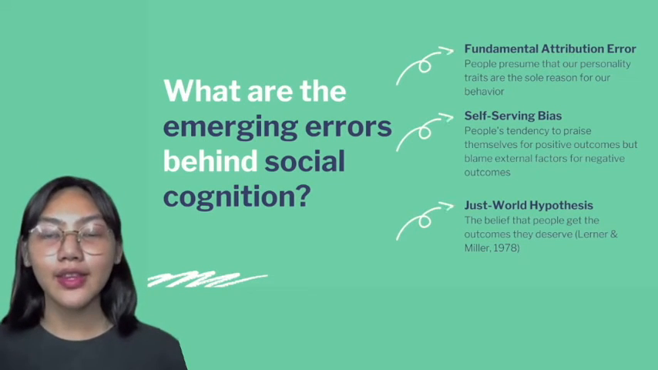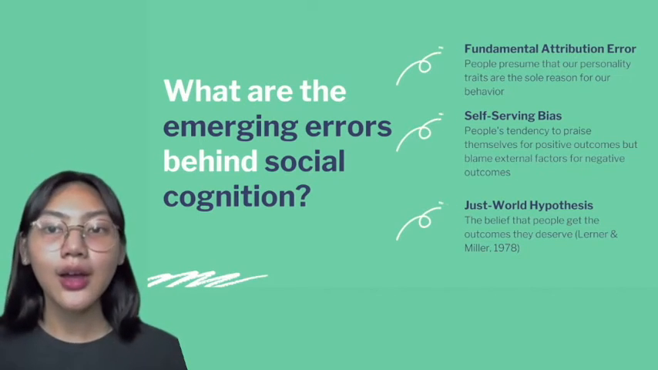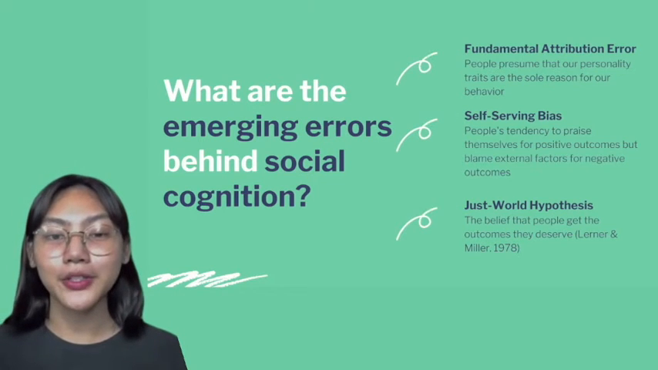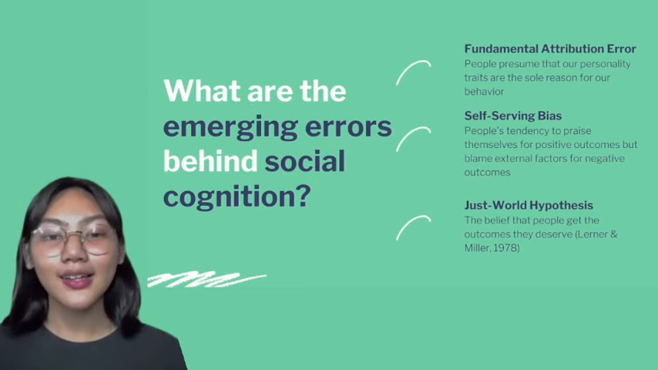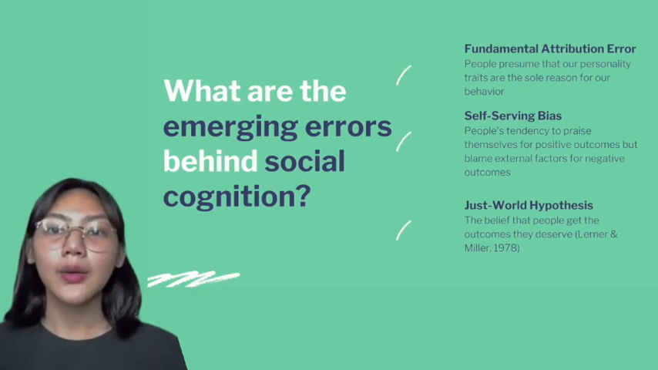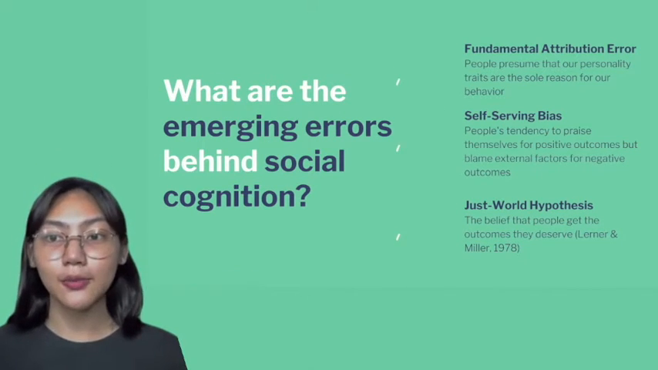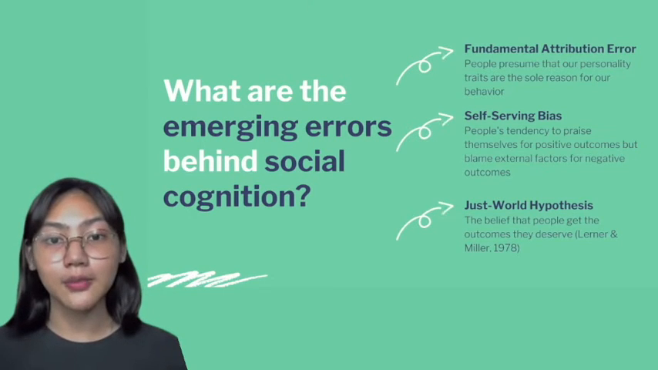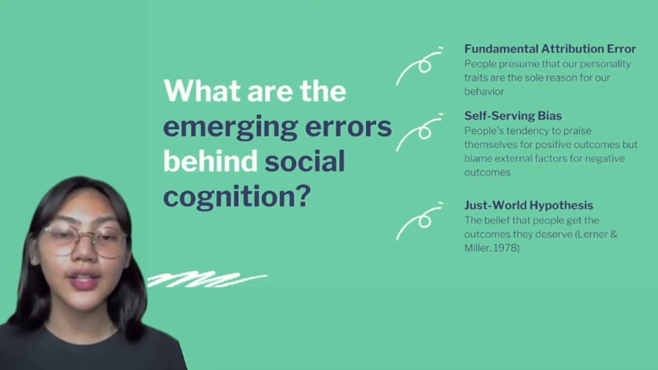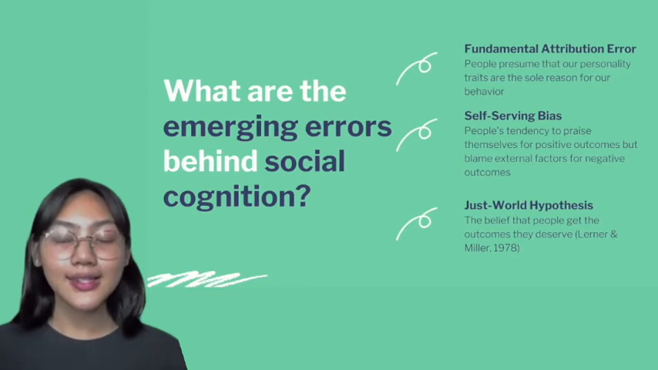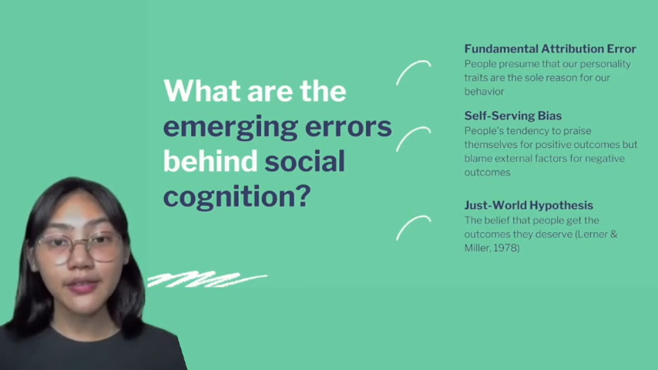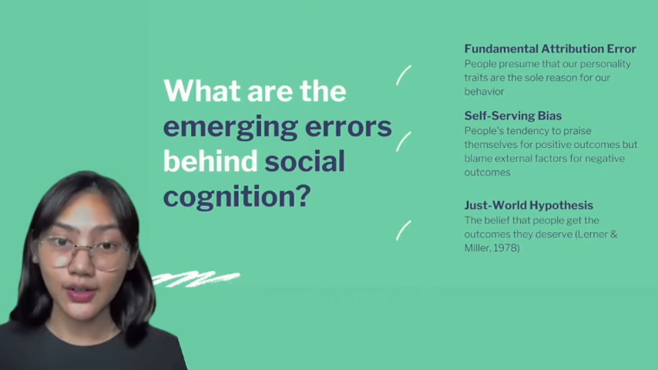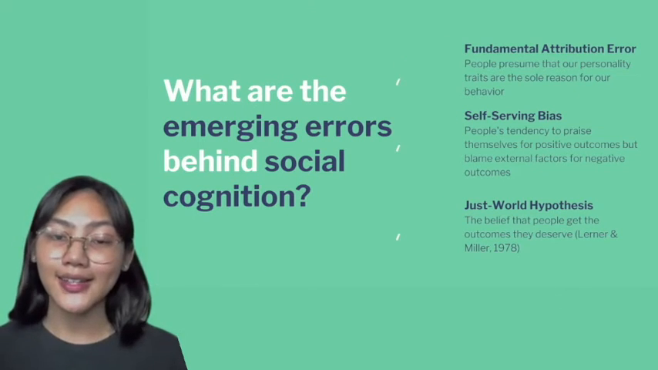First, we have the fundamental attribution error, wherein people presume that our personality traits are the sole reason for our behavior. Second is the self-serving bias, which focuses on people's tendency to praise themselves for positive outcomes but blame external factors for negative outcomes. Lastly, we have the just world hypothesis, which is the belief that people get the outcomes that they deserve, according to Lerner and Miller, 1978.